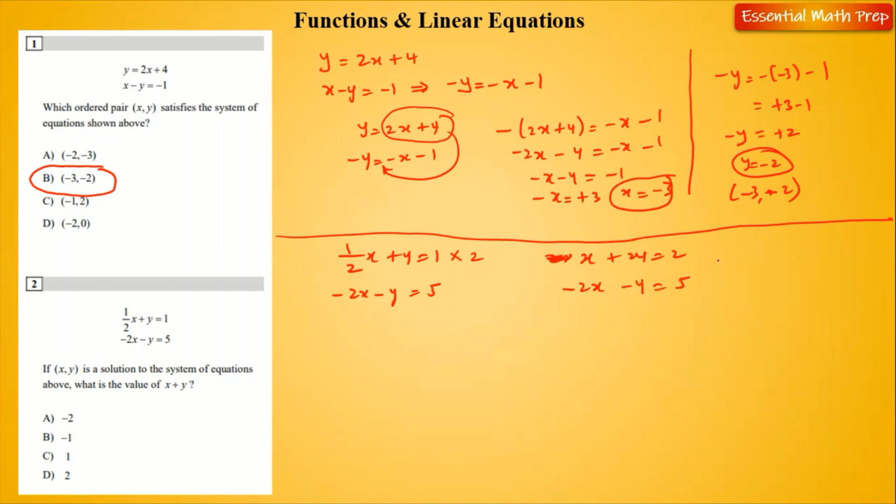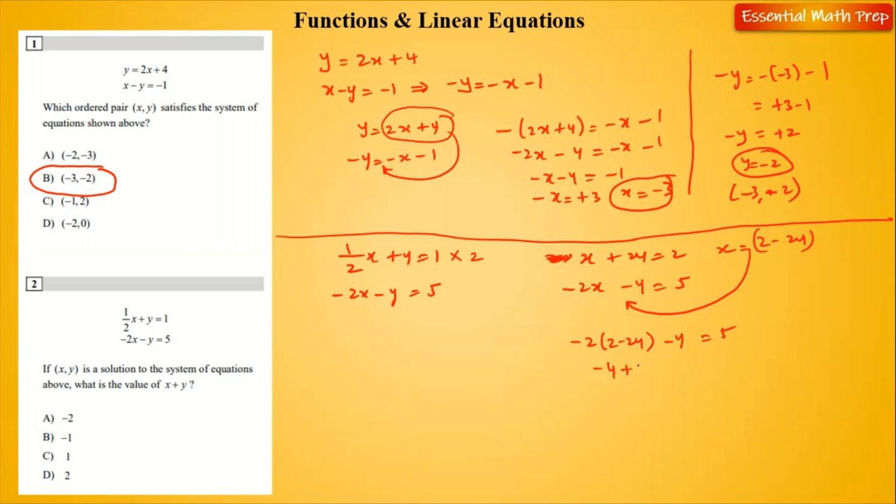You can multiply the top expression by 2. Let's see. Yeah. So you can do one thing, which is x equals, you can further simplify this as x equals 2 minus 2y, right? So go ahead and substitute that in place of here. So that means it will be -2 times 2 minus 2y minus y equals 5.